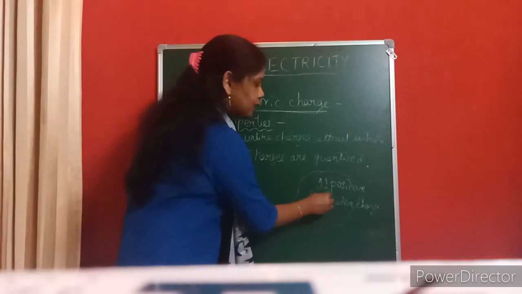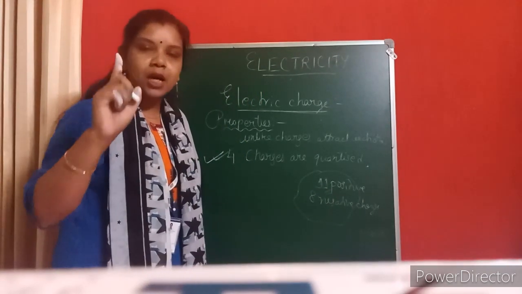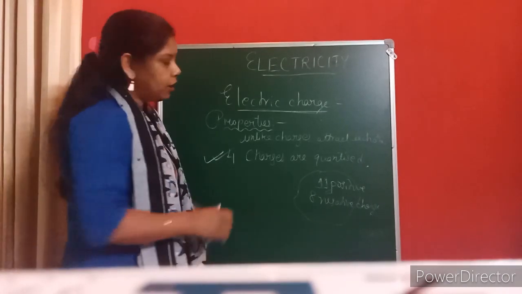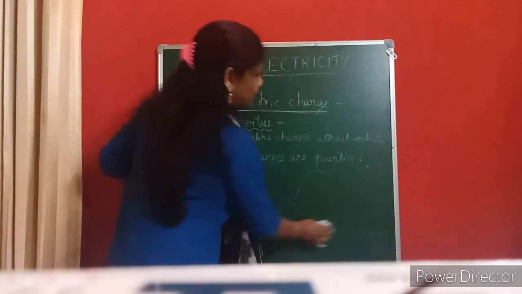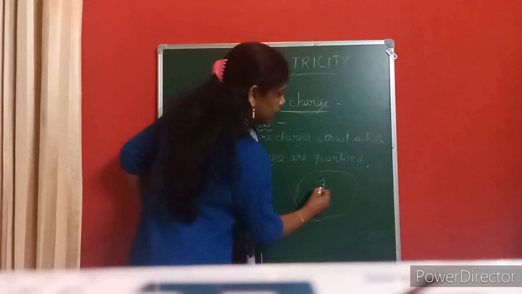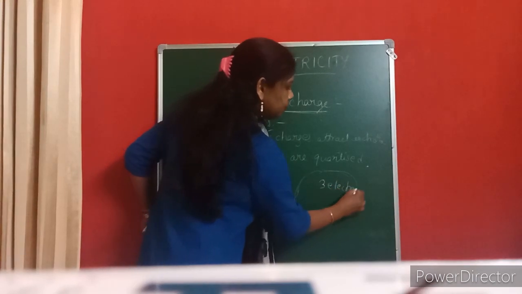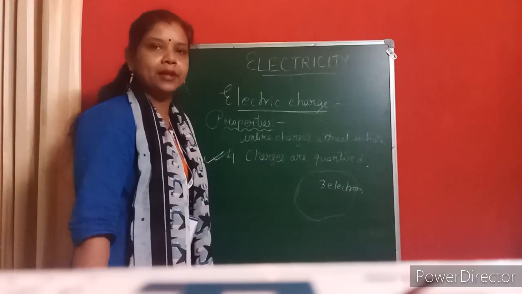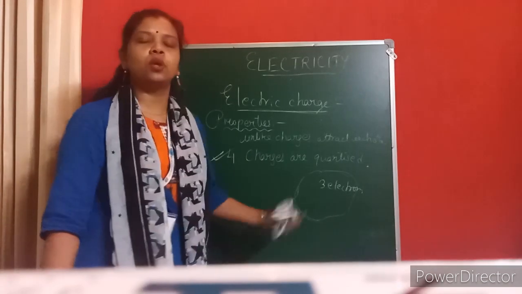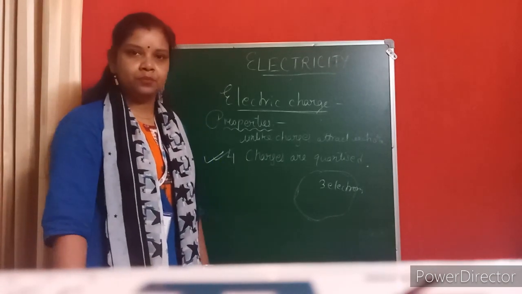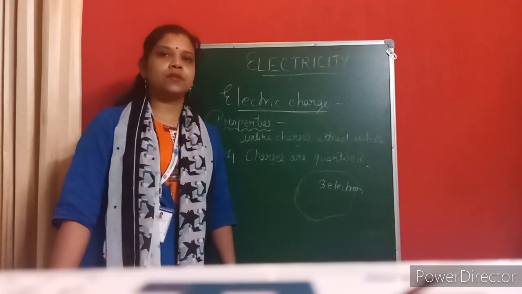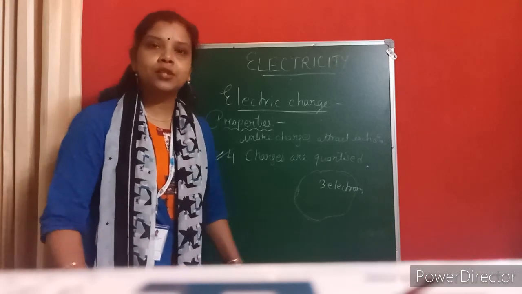Let me give you a simple example. Suppose I say this is a body and it has 3 electrons. How many electrons are there? 3 electrons are there. So what type of body is it? It's a negatively charged body. If I ask you what is the total charge of the body, what will you do? I said 3 electrons are there. So what is the total charge of the body?